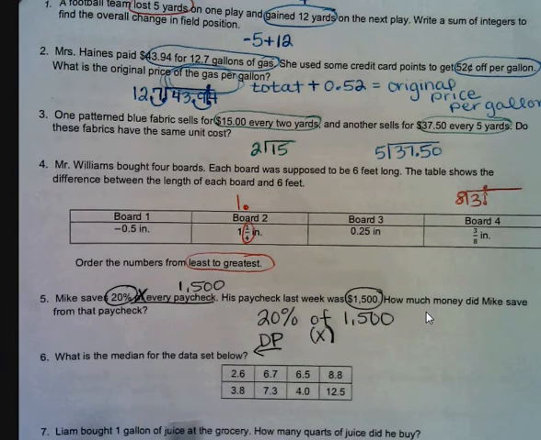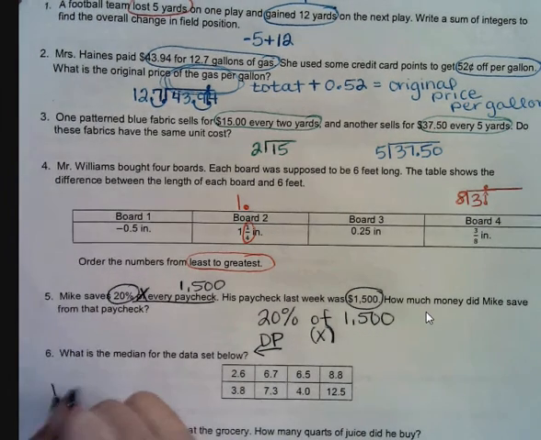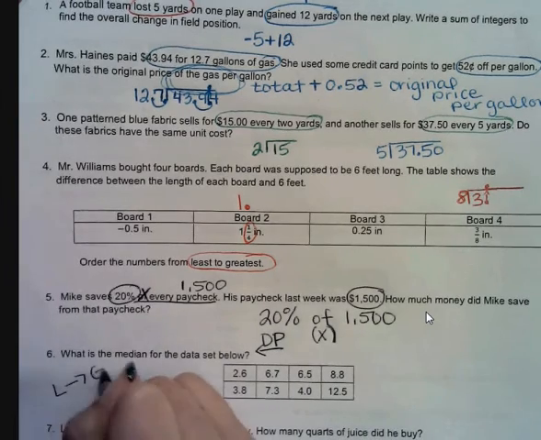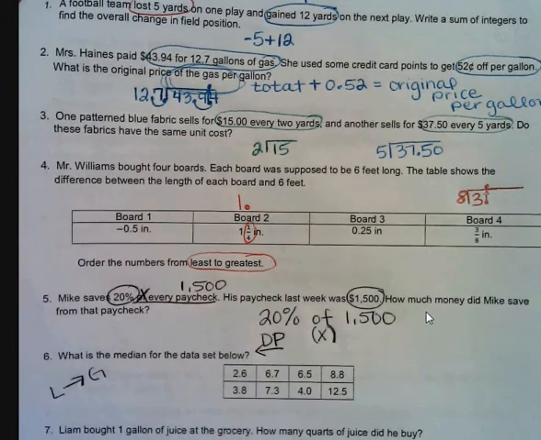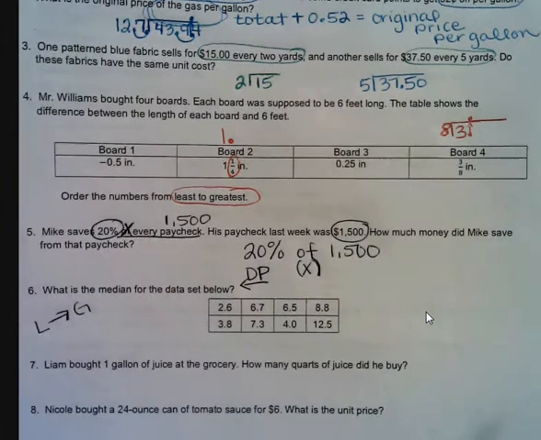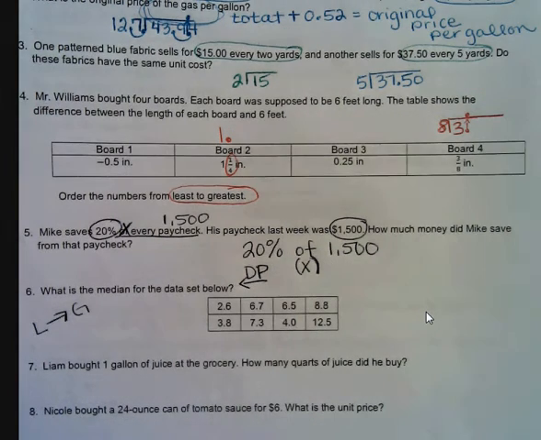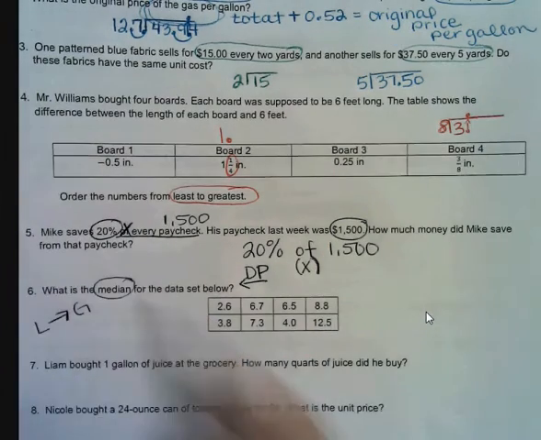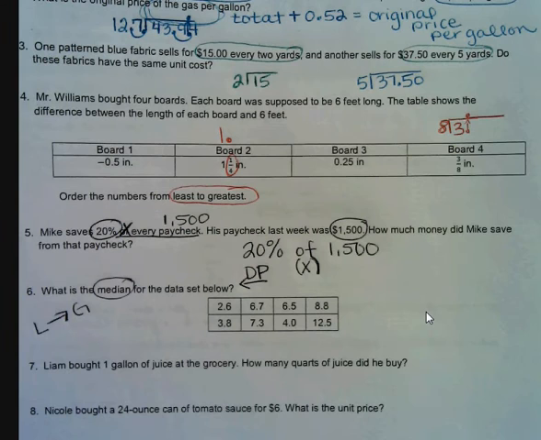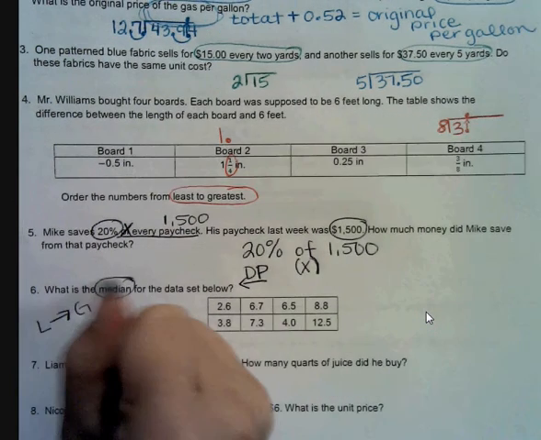What is the median for the data set below? You need to order these numbers from least to greatest first, and figure out what the median is, what the middle numbers are. You are going to come down to 2 middle numbers. So add those 2 middle numbers, divide by 2, and that will get you your median.